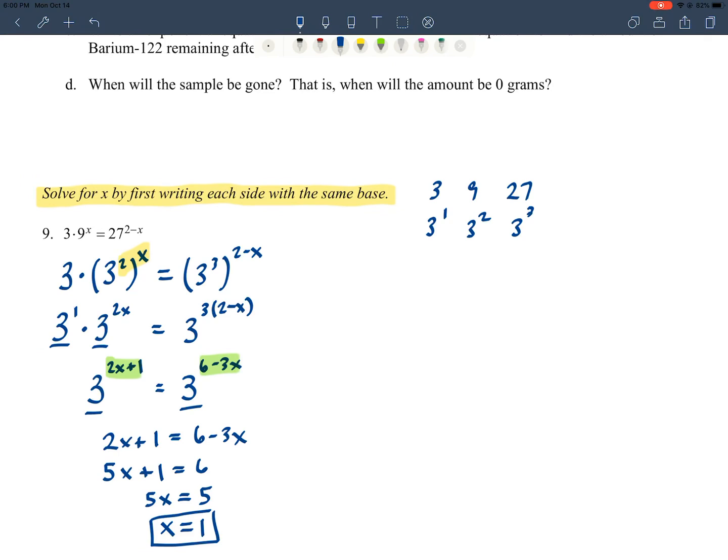Let's check it real quick and see. 3 times 9 to the first power should equal 27 raised to the power of 2 minus 1. Well, 3 times 9 is 27, and 27 to the 2 minus first power would be 27. We know we're correct. Awesome.